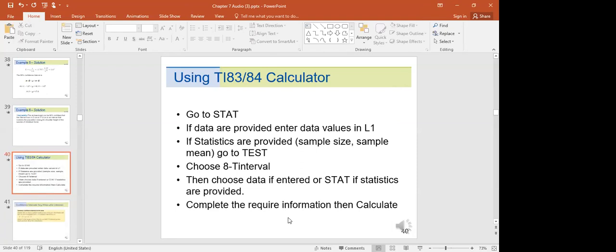So I give you here again a summary of how to use the TI-83/84 calculator.